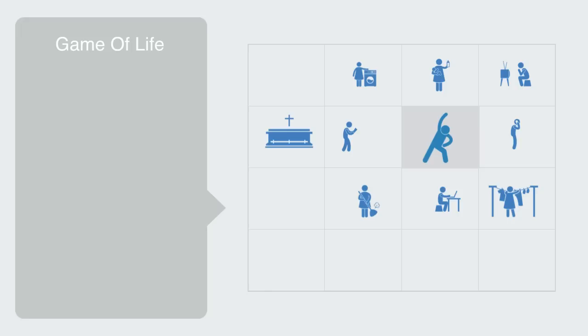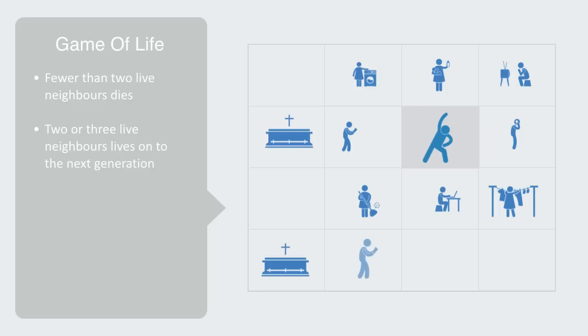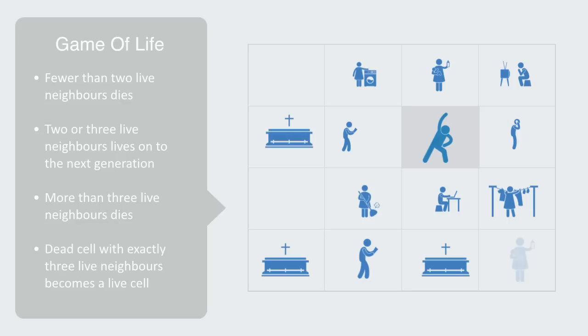1. Any live cell with fewer than two live neighbors dies, as if caused by underpopulation. 2. Any live cell with two or three live neighbors lives on to the next generation. 3. Any live cell with more than three live neighbors dies, as if by overcrowding. 4. Any dead cell with exactly three live neighbors becomes a live cell, as if by reproduction.